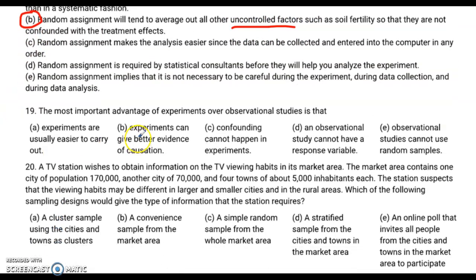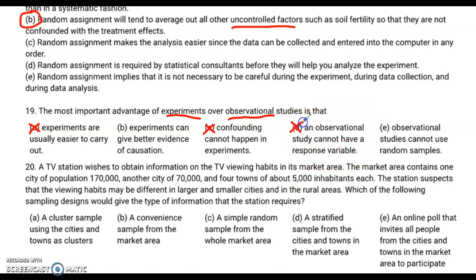Moving on to question 19, the most important advantage of experiments over observational studies, not just because experiment is a cool word to say. It's not necessarily easier to carry out, because when you're doing an observational study, you're just looking, you're not having to randomly assign treatments or anything like that. Confounding cannot happen in experiments. That's not true. We could always have an experiment that doesn't take into account something which could alter the response variable. An observational study can have a response variable in point of fact.